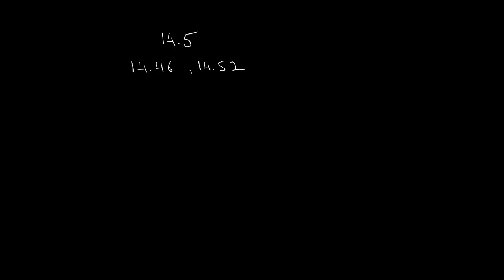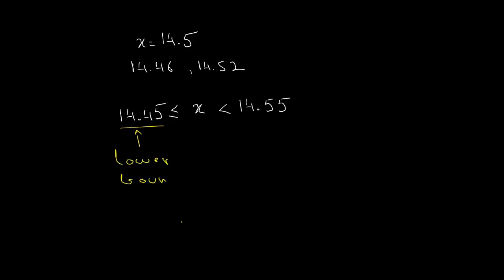Well, the answer is that if I say that x is equal to 14.5, then I know that x would be less than 14.55. So this is less than, okay? And it would be greater than or equal to 14.45, okay? And this is called a lower bound for obvious reasons. So this is called a lower bound. And this is called an upper bound.